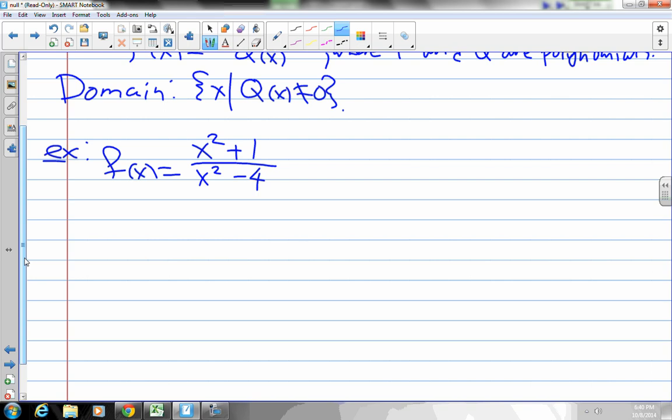So one thing you should get accustomed to doing every time you see a function is to start factoring things. Because when things are factored, you get lots and lots of information, especially since we already know that factors and zeros have a big connection between them. So yeah, the domain of this function is all reals except for plus or minus 2.